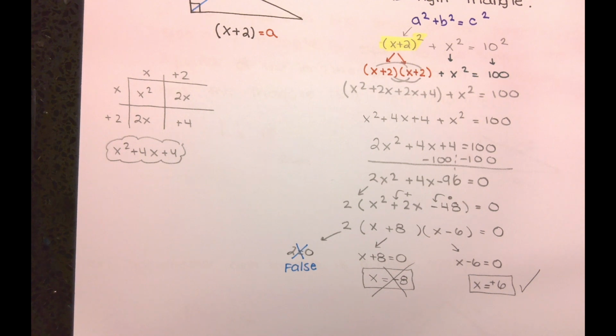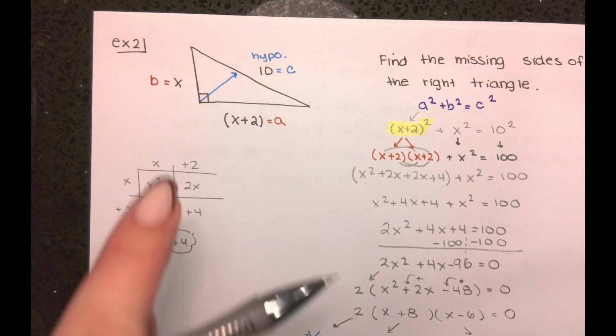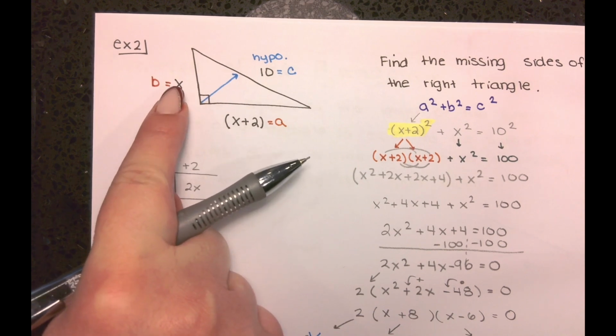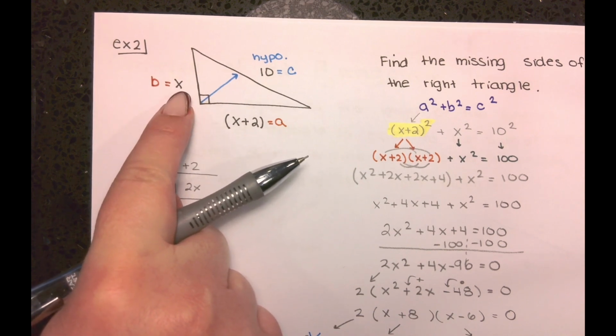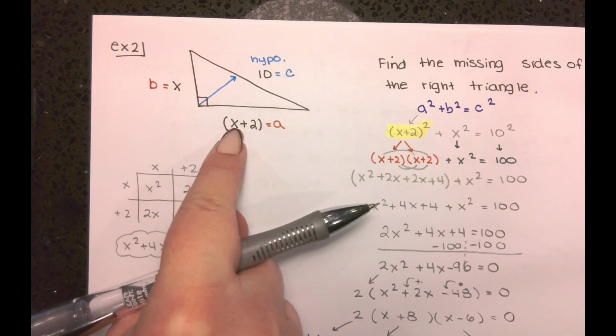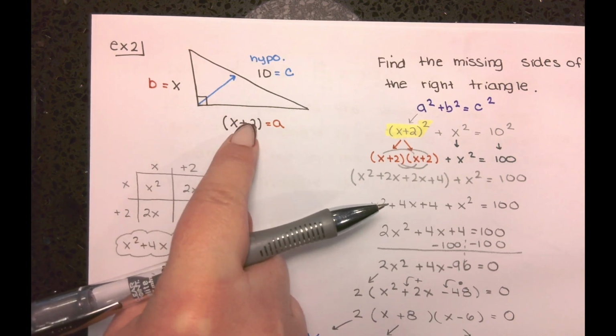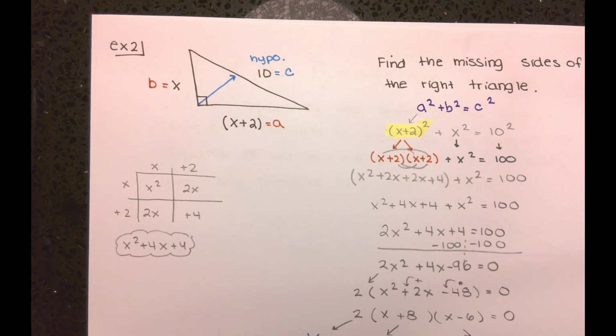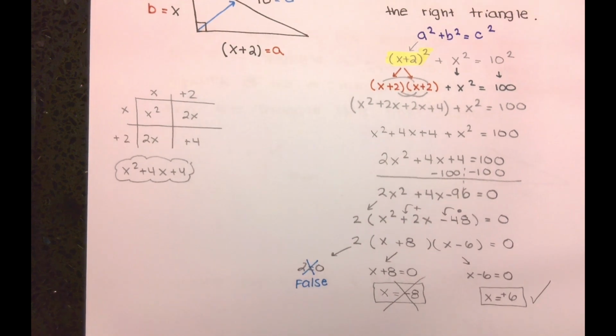Again, x can be negative. There's nothing wrong with x being negative. The problem is when we plug it back in, it gives us a negative total measurement for this side, and here it still would be a negative measurement. So we can't have the sides of a triangle be negative. That's the issue. All right, let's go ahead and do this one more time.